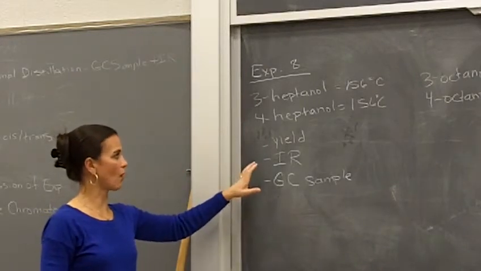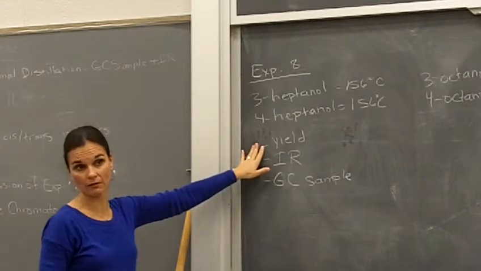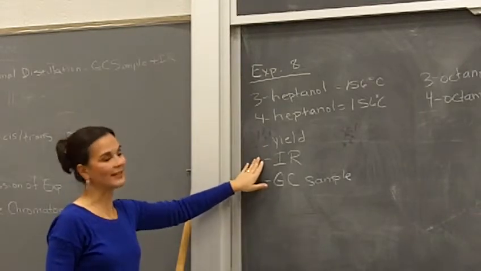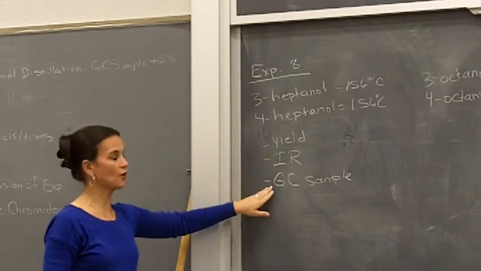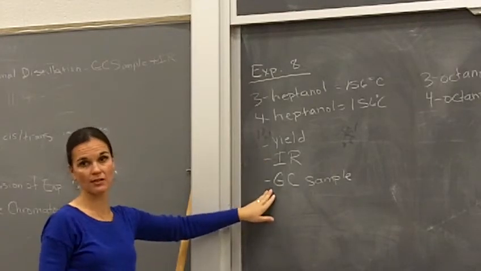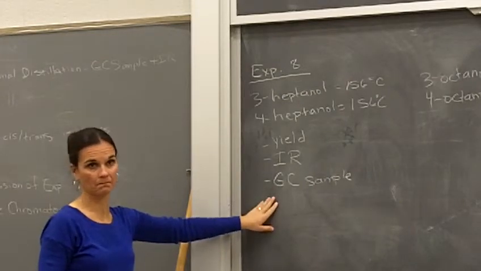and I'm going to talk about here in a little bit how to prepare that, okay? So before you go on to experiment 11, make sure you have figured out your yield, okay? Make sure you've at least set aside a little bit for collecting the IR, and make sure you have prepared your GC sample before you go on to experiment 11, okay?